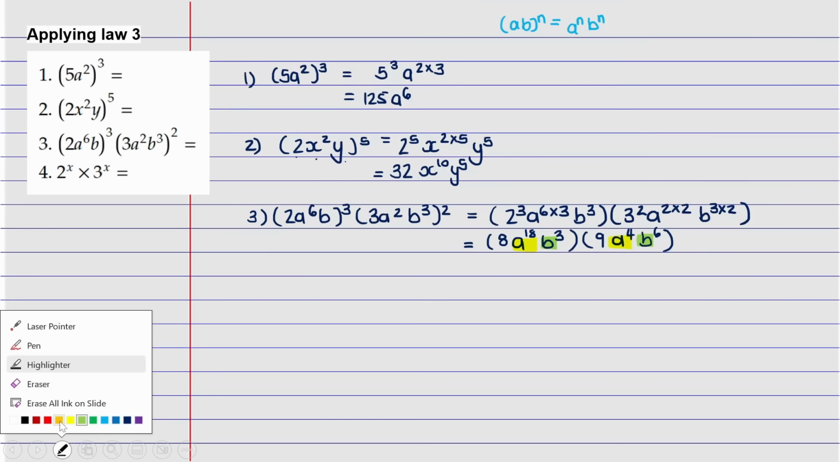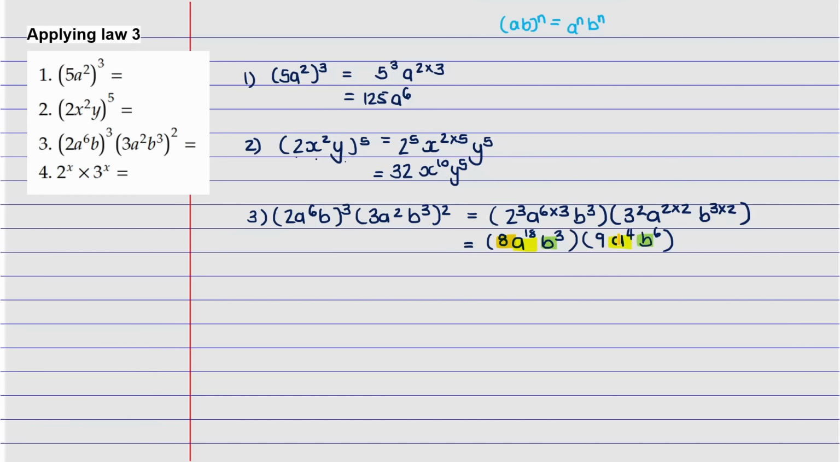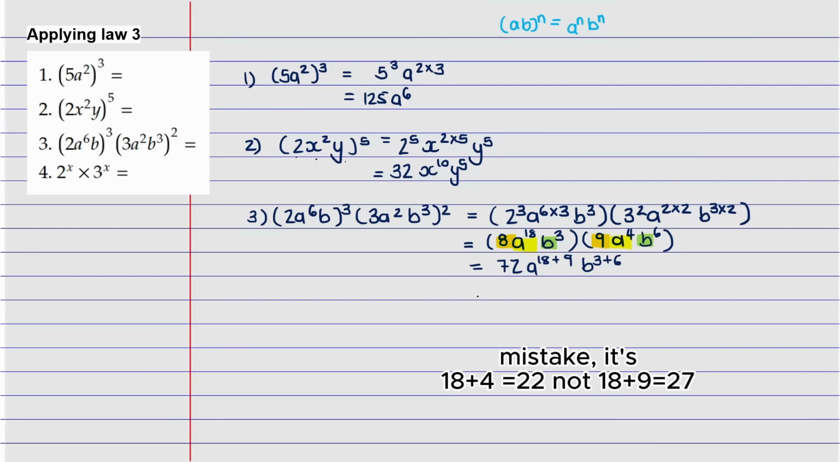And the last thing we can do is multiply the numbers together. So let's do that. This is going to be equal to, when I say 8 multiplied by 9, what am I going to get? 72. So this is going to be 72. Then now applying law 1, it's going to be a, same base. Then it's going to be 18 plus 9. Then it's going to be b. Then it's going to be 3 plus 6.